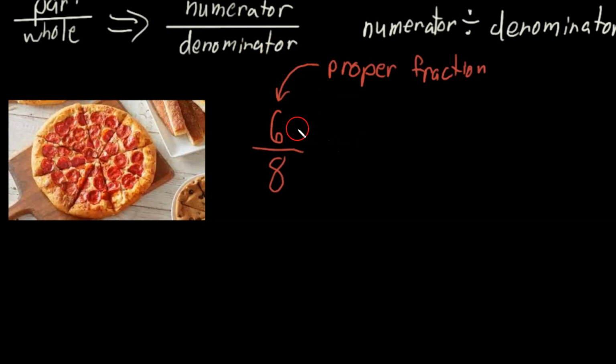They are both even numbers, so they can be divided by 2. If we divide both the numerator and the denominator by 2, we will get a simplified fraction. So if we take 6 and divide it by 2, we get 3, and 8 divided by 2 is 4. So 6/8 is equal to 3/4. Now 3 and 4 do not share any common factors, so this is simplified.